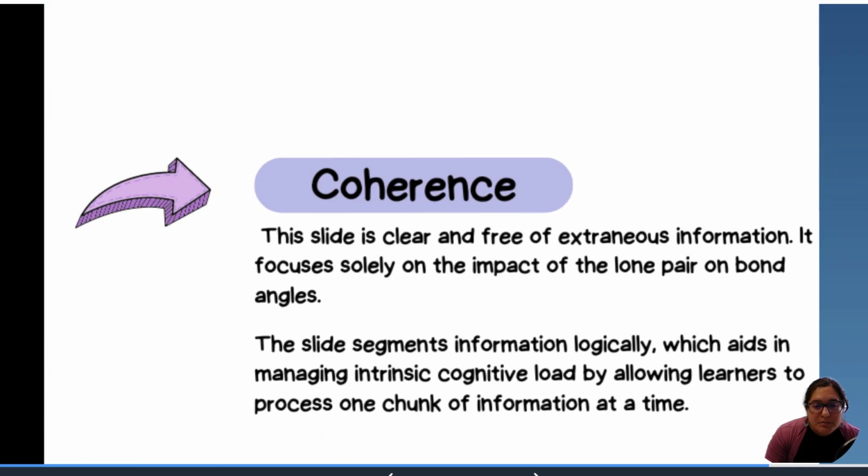So the slide is clean and free. We don't have extraneous information. It focuses solely on the impact of lone pairs. Something that I like is that we are also providing segments of information logically, right? So this is going to manage the intrinsic cognitive load because we are asking the students to apply concepts that they learned throughout most of the class up to this point, right? By presenting the information of the table chunk by chunk and area by area, we can have them process one chunk of information at a time.